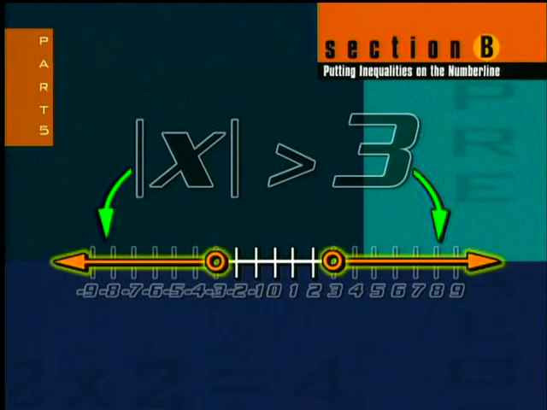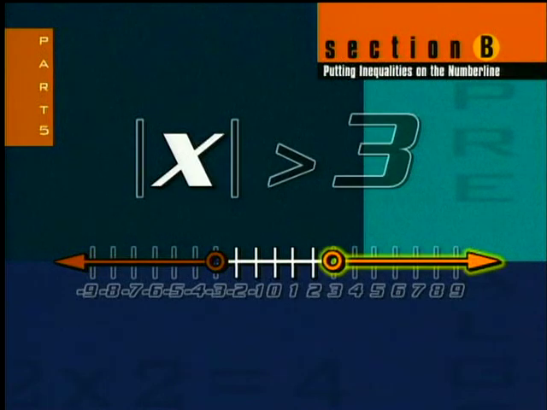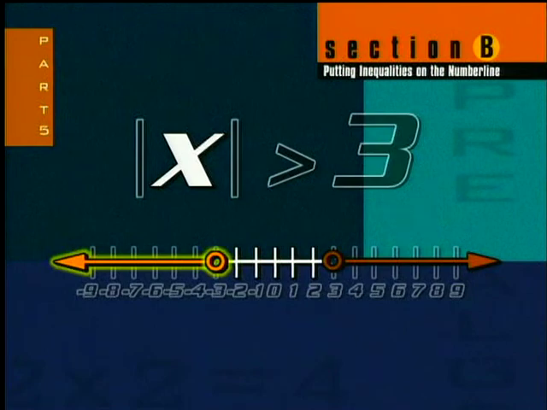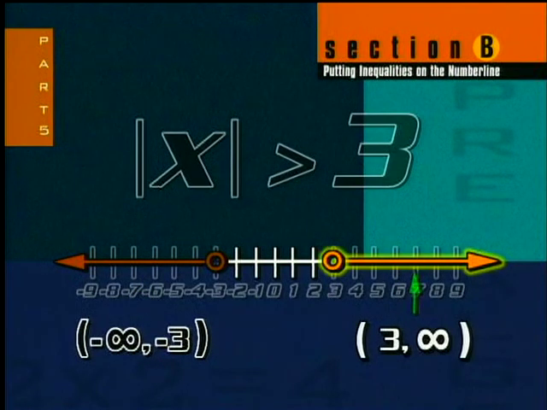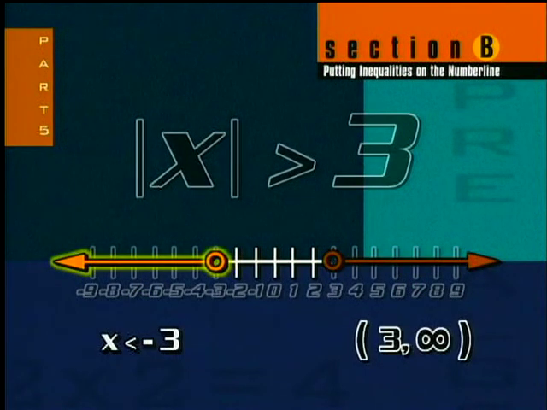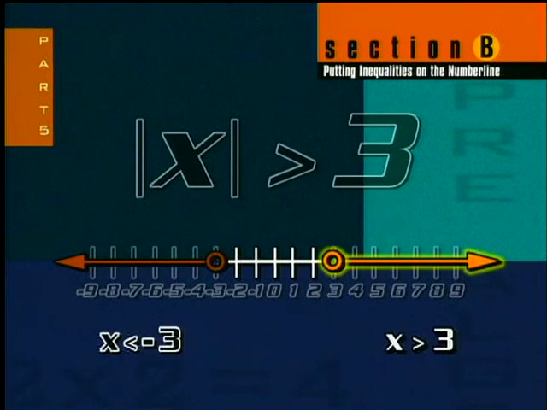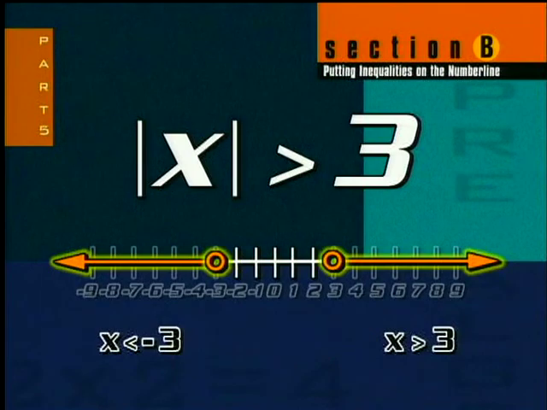So we've got two parts to our number line this time. We figured out that x can be greater than 3 and also less than negative 3. This means we've actually drawn the interval from negative 3 to negative infinity, and the interval from positive 3 to positive infinity, or x is less than negative 3, and x is greater than positive 3. These are the numbers that will satisfy our inequality.